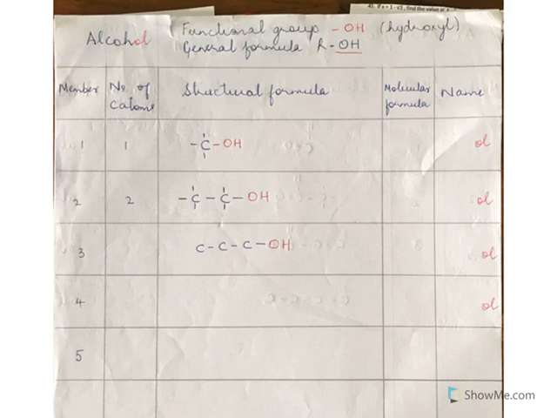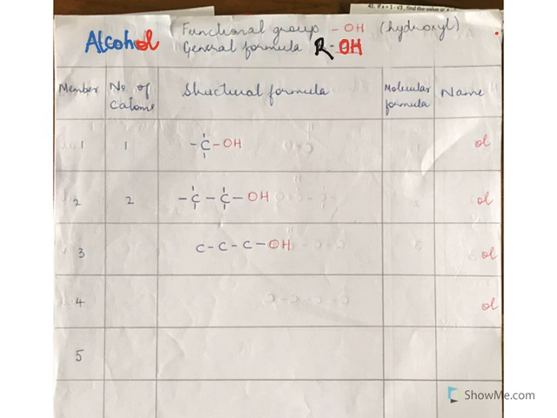We have already learned three groups, homologous series: alkane, alkene, alkyne. Now we go ahead and learn a new one, and that is alcohol. All alcohols end with OL. The functional group is OH. So the general formula of an alcohol is R, and OH is its functional group.